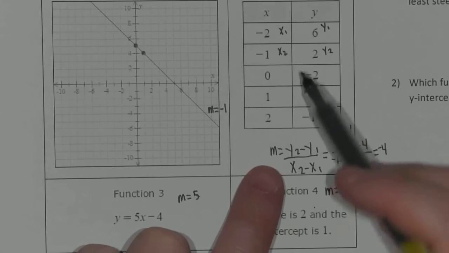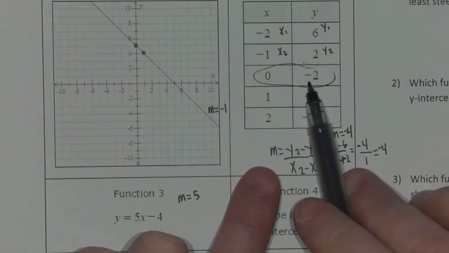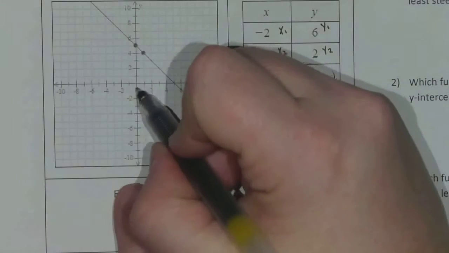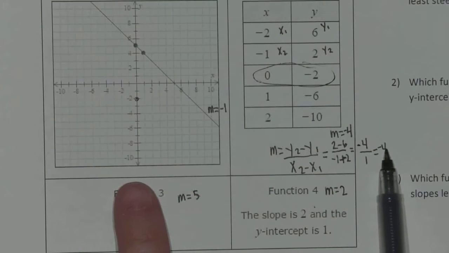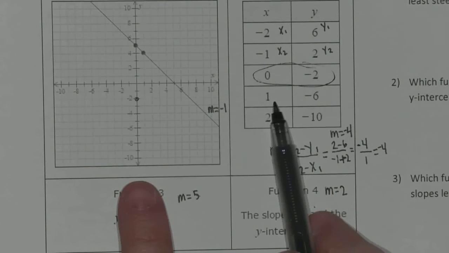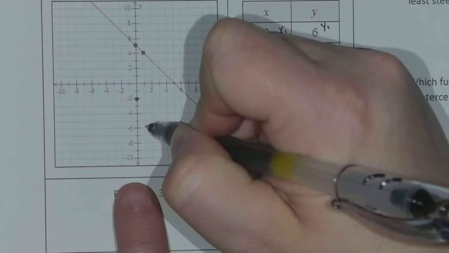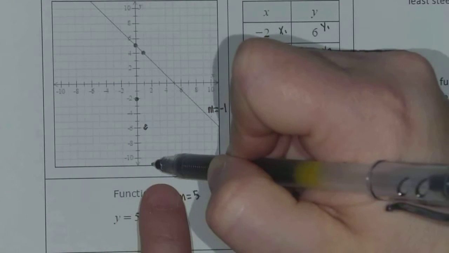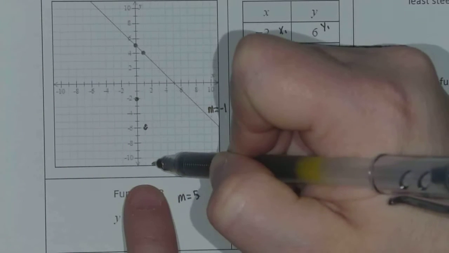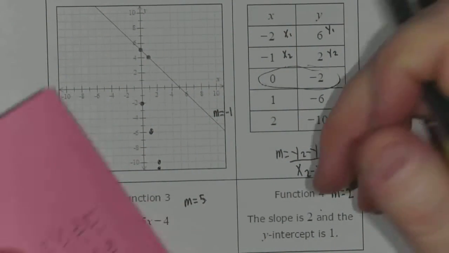So on this one right here, we know when x is 0, y is -2. Do you guys agree with me on that? So we could go 0, -2, which is right here. And we could follow our slope, or we could graph another ordered pair. We could go 1, -6. We could go 2, -10. Oh, I'm down one too many. And we could graph that line, right?